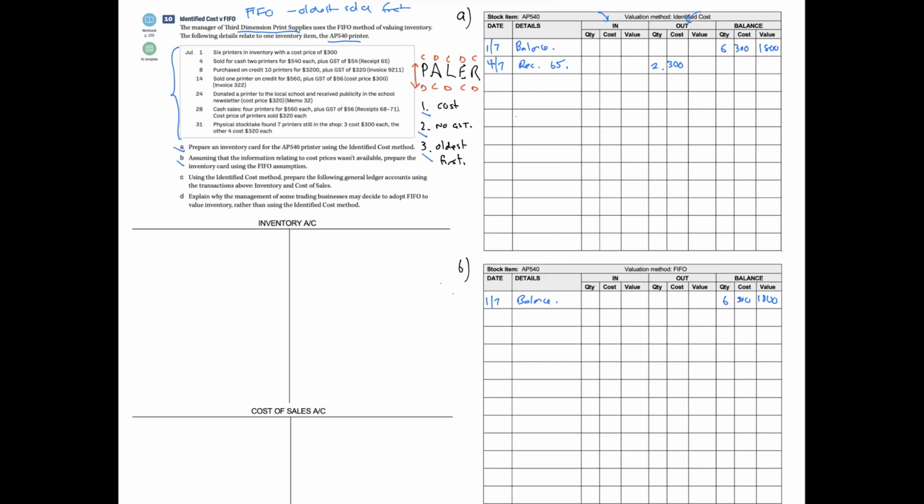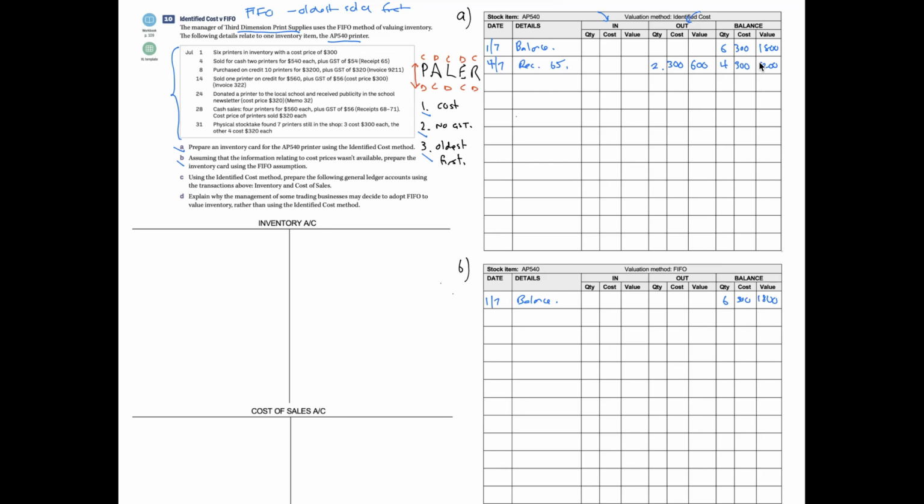So 2 of the $300 ones have left our business, $600 of value, leaving us with 4 of the $300 ones left with a value of $1,200. And if we were doing just one of them, I think it's a good use to tick off that transaction and move on to the next. And I really encourage students to not look for shortcuts. You just do transaction after transaction.